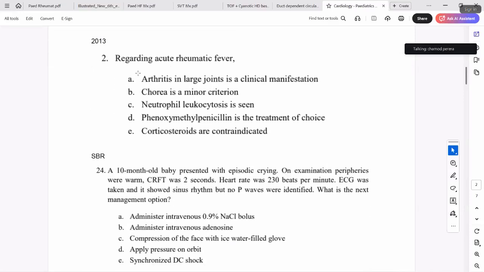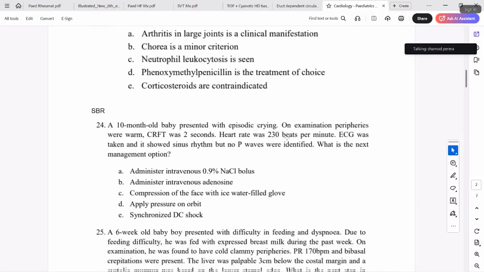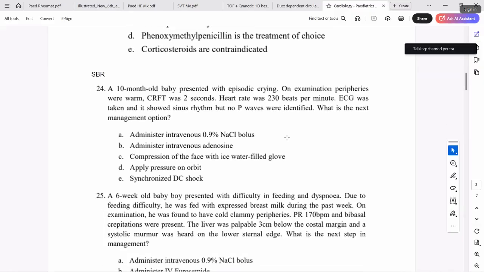Right. Next question is also about rheumatic fever. Arthritis in large joints is a clinical manifestation. That is true. Chorea is in the major criteria, not in the minor criteria, so that is false. Neutrophil leukocytosis is seen. And phenoxymethylpenicillin is the treatment of choice that we discussed. And corticosteroids you can give if there is heart failure.